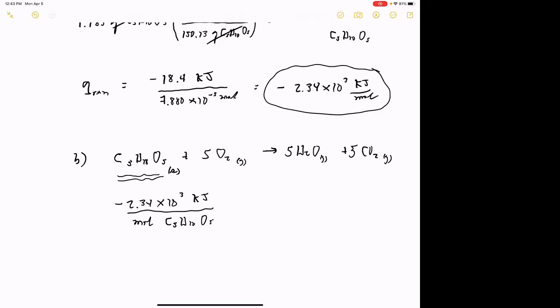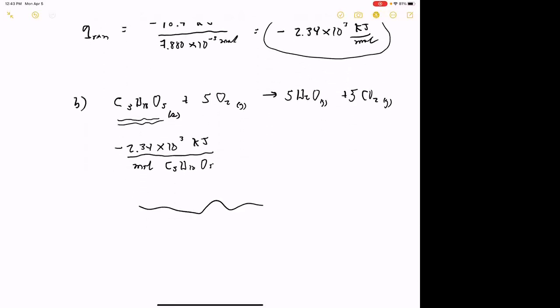Excuse me, could you go over how we do question 2? Sure. Yeah, we're going to use our regular calorimetry stuff here. Okay, so let's look at number 2.